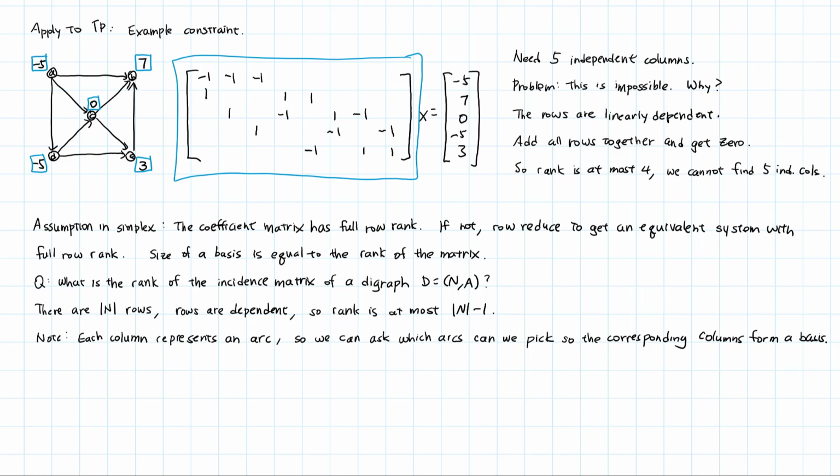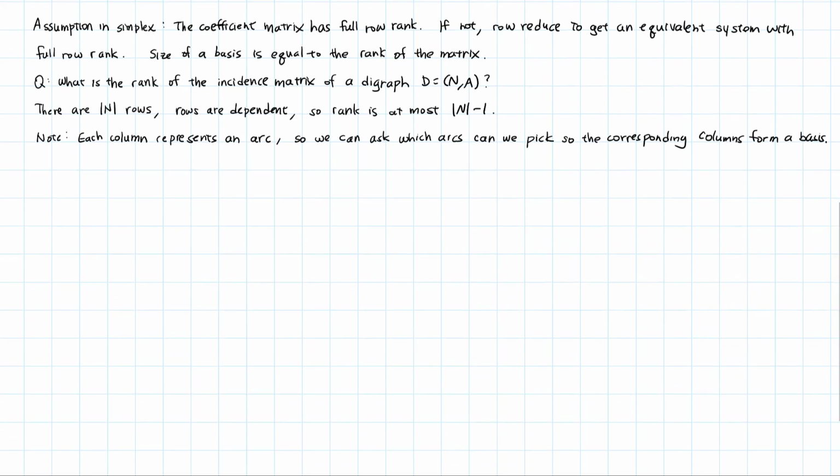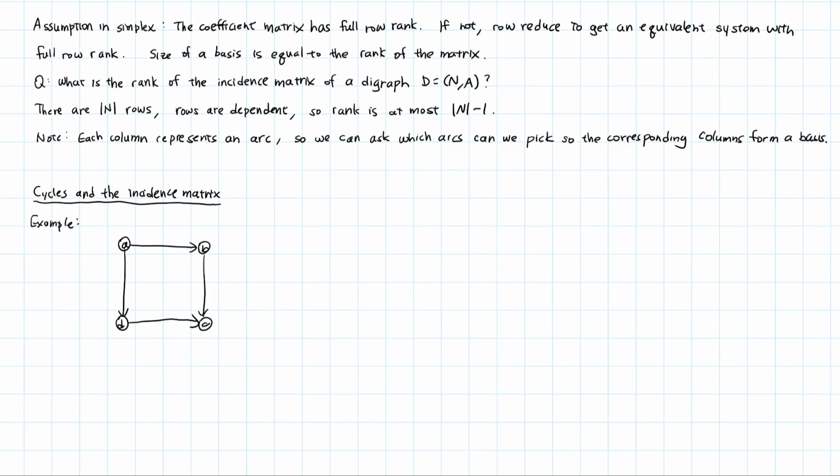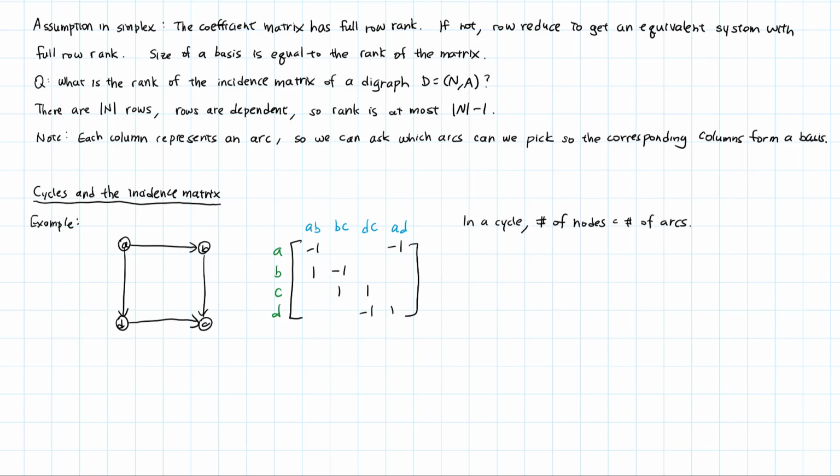As it turns out, the independence of a set of column vectors in the incidence matrix has a lot to do with cycles in the digraph. Let's look at the following digraph. It consists of just one cycle. Note that this is not a directed cycle. And let's look at the incidence matrix for this cycle. You will notice that the incidence matrix is square. That's because in a cycle, the number of nodes is equal to the number of arcs. Just like what we discussed before, the rank is at most 3, so the columns here must be linearly dependent.